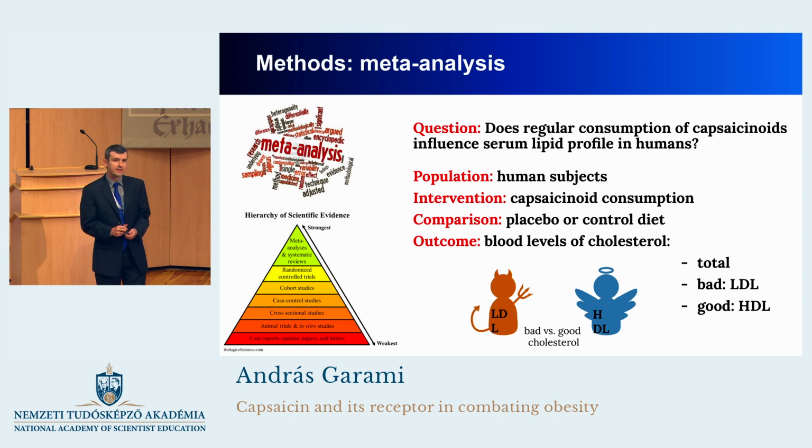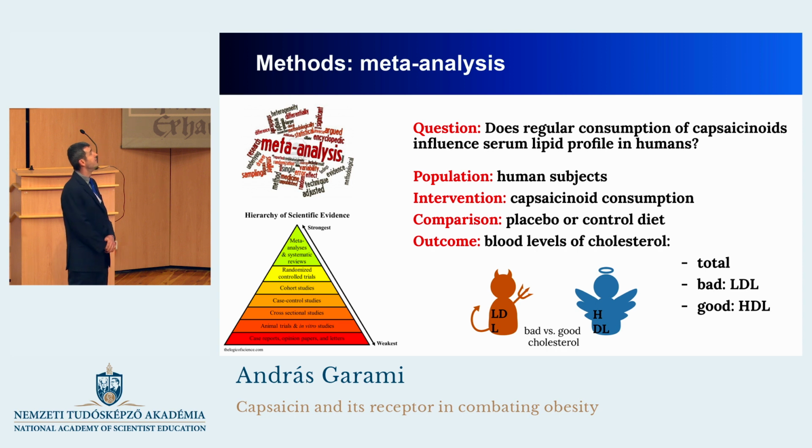When we performed this meta-analysis, we raised the question whether consumption of capsaicinoids influences the serum lipid profile in humans. So we collected studies in which blood cholesterol levels were compared between two groups of human subjects, one receiving a capsaicinoid diet and the other on a control diet, and we checked different levels of cholesterol, the total cholesterol, which consists of both the bad cholesterol, LDL, or low-density lipoprotein, and the good cholesterol, HDL, or high-density lipoprotein, but we also analyzed the levels of these lipoproteins separately.